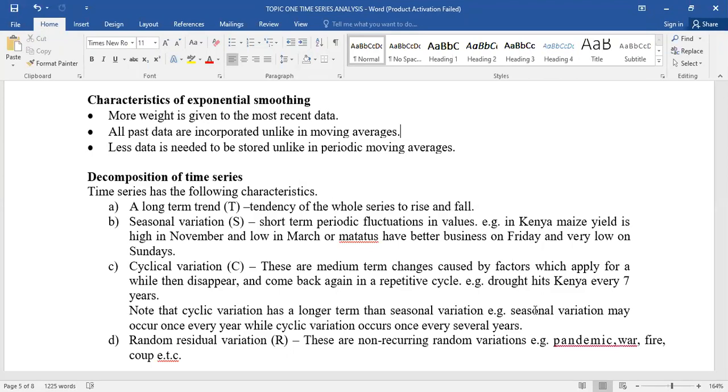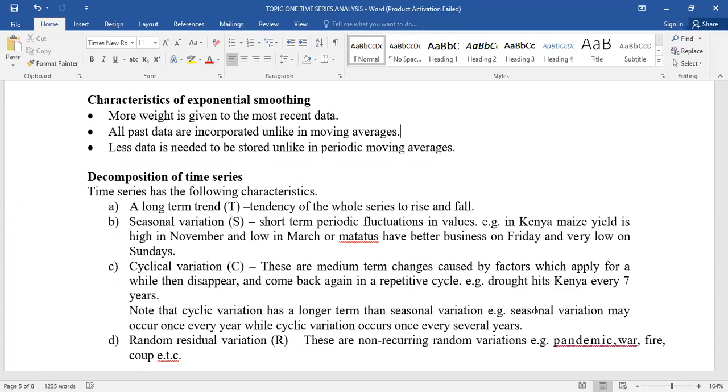When you are talking of the seasonal, we are talking about days like Fridays, Sundays. So you can see the frequency is a bit higher. But for cyclic, it is taking longer for the same situation to recur. And of course, you cannot avoid now the random residual variation. And this is what will occur without our knowing. For example, the pandemic. Nobody knew. The last time we had a pandemic was the swine flu, and it came a long time ago. Things like war, fire, coup, these are things that we do not anticipate. But as a manager, you cannot avoid taking into consideration such risks. Because once you are hit and you had not provided for that, ultimately it's going to hit your business badly.